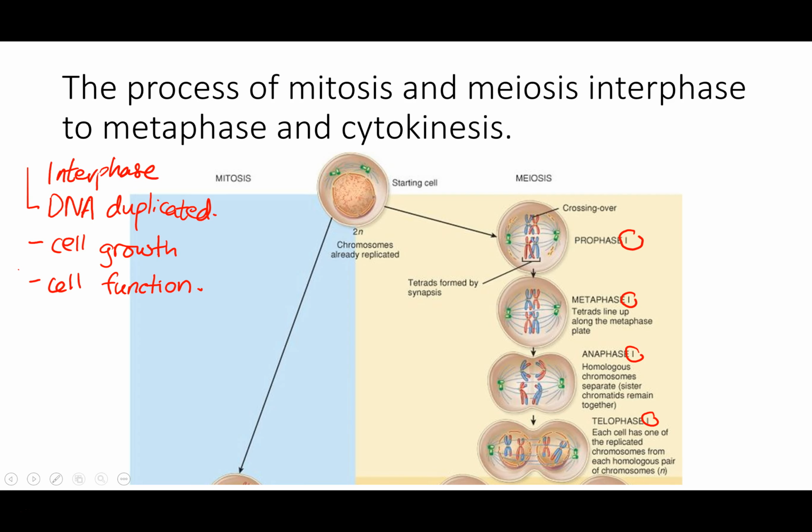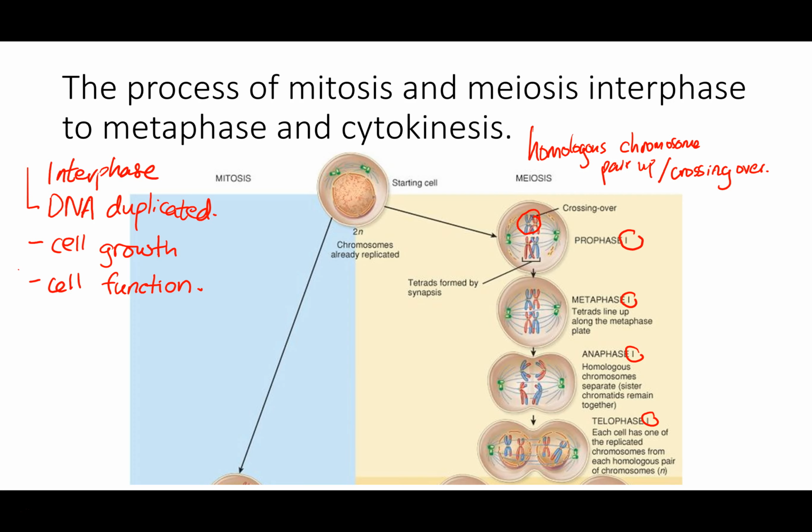Okay. So you notice that they pair up first, right? In meiosis, prophase 1, they pair up. So homologous chromosomes pair up. And they do crossing over. Crossing over is a very important thing because without crossing over, you don't have genetic diversity.